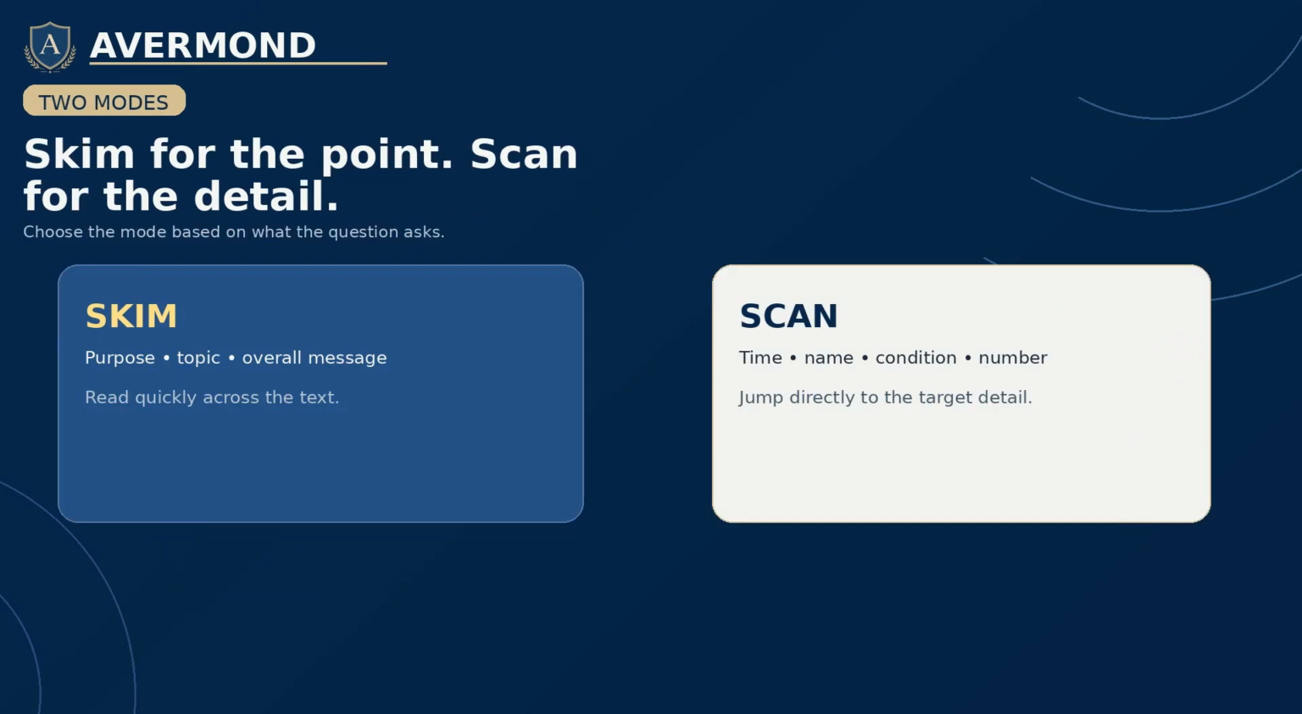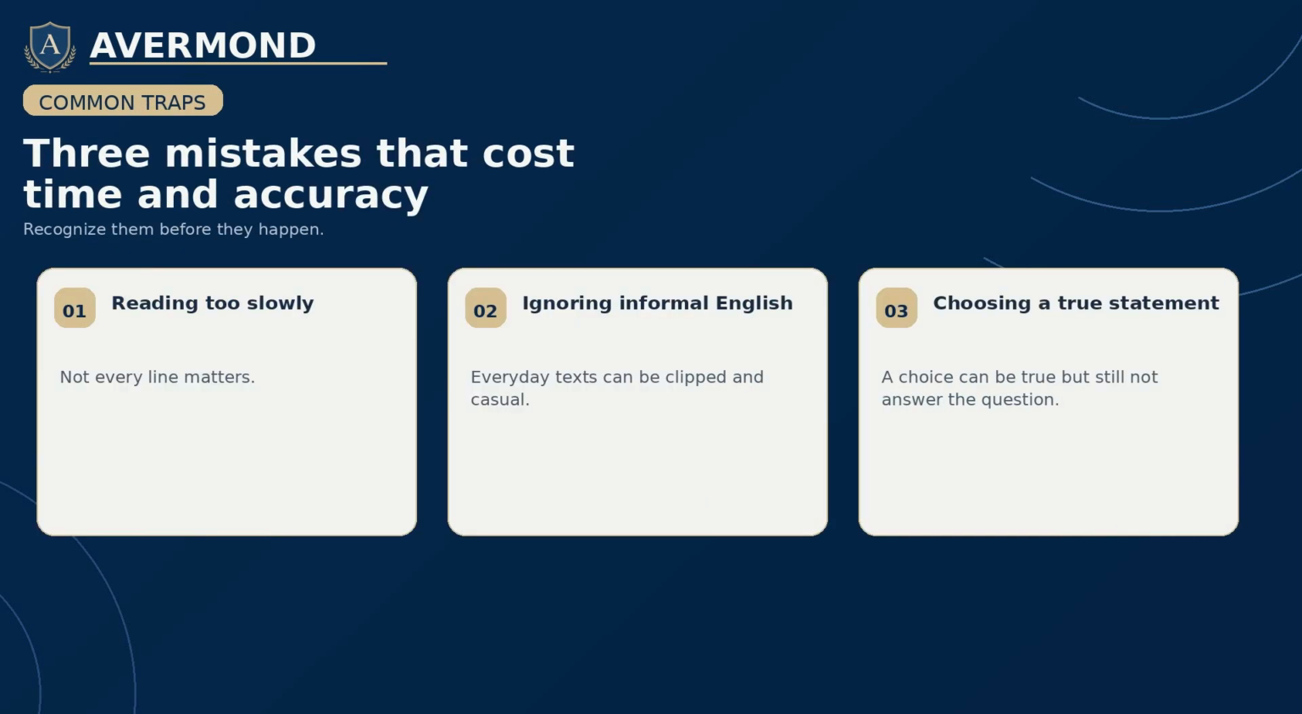There are 3 common traps. First, reading too slowly. A schedule, receipt, or form can contain information that is irrelevant to the question. Second, ignoring informal English. Read in Daily Life can include abbreviations, clipped writing, and everyday expressions. For example, running 10 minutes late. Save me a seat. That is not academic English, but the meaning is clear if you are comfortable with natural, everyday language. Third, choosing an answer that appears in the text but does not actually answer the question.